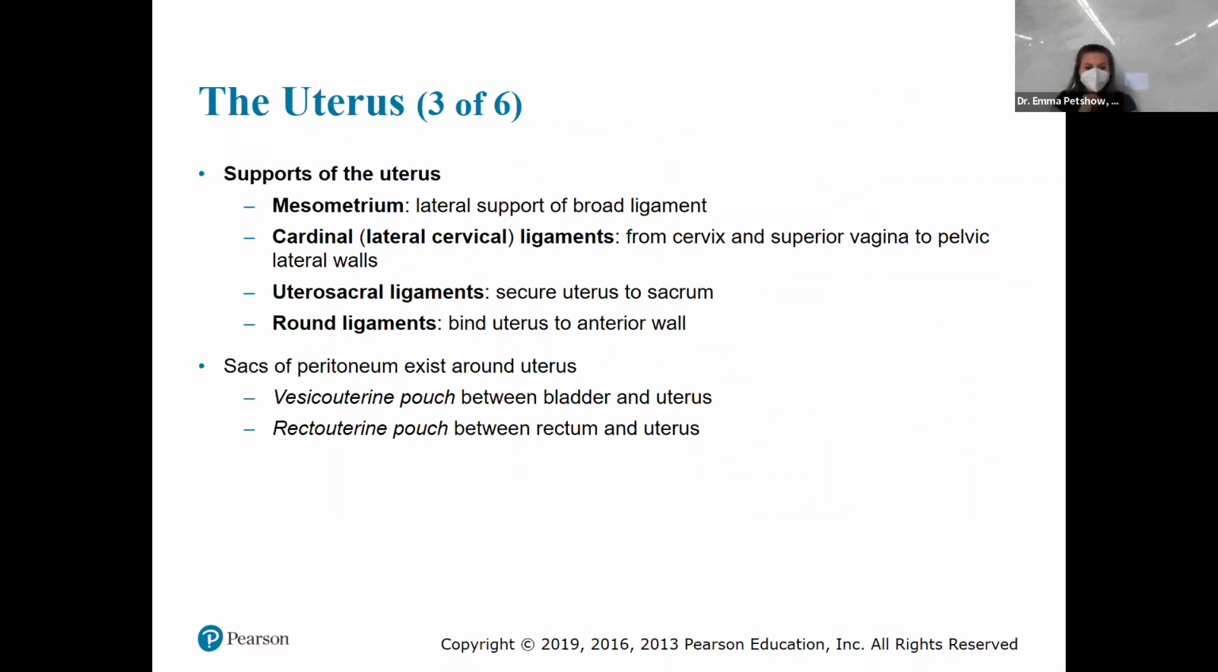So what are some supports of the uterus? We talked about the mesometrium. This is a part of the broad ligament. I mentioned the mesometrium, supporting the endometrium, is part of the broad ligament. When in doubt, broad ligament's probably a good yes. Then there's three others: the cardinal, the uterosacral, and the round ligament. Oh my gosh, they never end. The cardinal ligament or the lateral cervical ligament comes from your cervix to your superior vagina to the pelvic lateral walls. And we'll look at these on this next picture. Your uterosacral ligaments secure the uterus to the sacrum. That makes sense. And your round ligaments bind your uterus to the anterior wall.